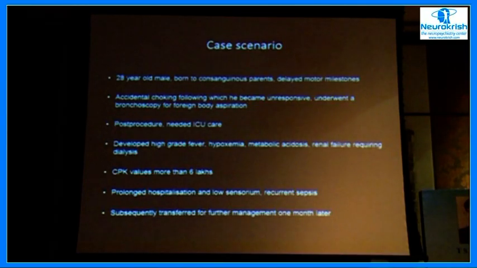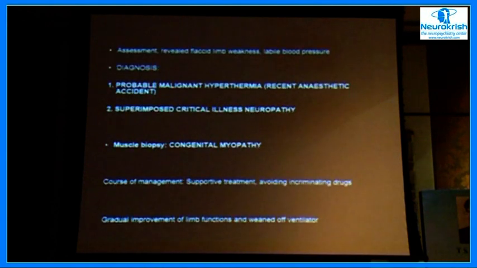Next is a 28-year-old male who had an accidental choking while eating and became unresponsive, and underwent bronchoscopy and anesthesia, and post-procedure required ICU care. He developed high-grade fever, hypoxemia, metabolic acidosis, and renal failure, with CK values above 6 lakhs. There was prolonged hospitalization and low sensorium, and he was subsequently transferred for further management 1 month later.